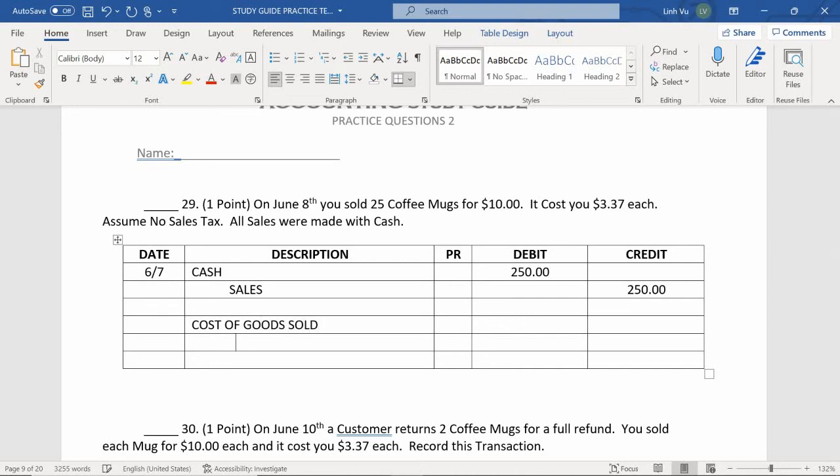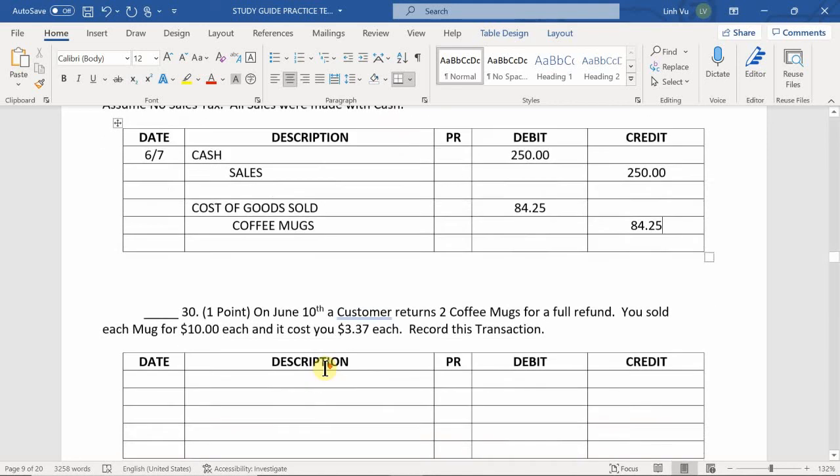And then the coffee mug. What do you mean by difference? 0.37 times 25. So it is 84.25. Because that's what it costs you to sell them, right? This is your selling price. Make sure you remember the difference. And there you go. Awesome.